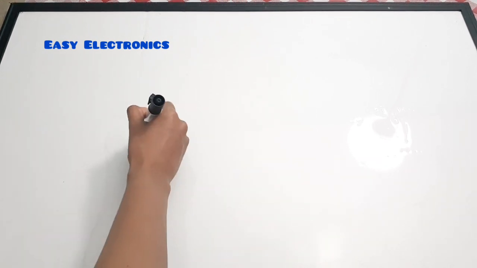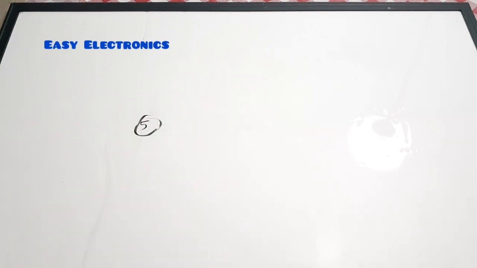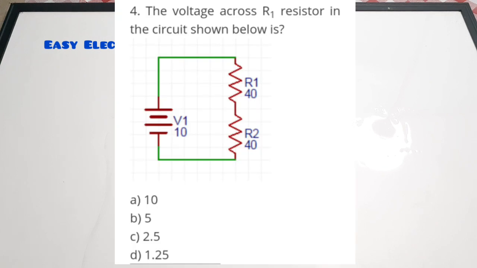Fifth question is a small numerical type of question. I'll read out the question. You can see it on board. The voltage across R1 resistor in the circuit below is dash. Okay, so you can see that there are two resistors and both the resistors are of equal value, which is equal to 40 ohms. And there is a voltage of 10 volt.